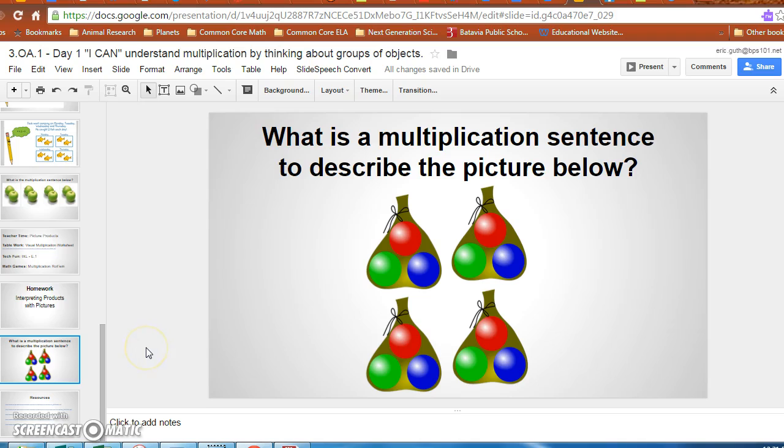And finally, there's a formative assessment here where they'll answer, write a multiplication sentence that has to do with this picture. So I can see at the end of the day whether they understood the concept or whether I need to go over it with a few students or go over it with the whole class once again. And that's my lesson.